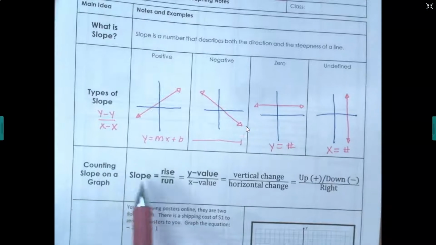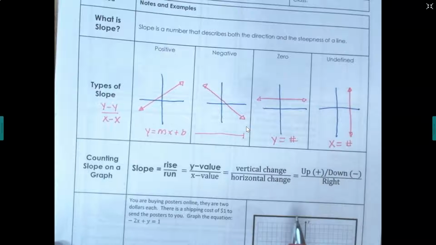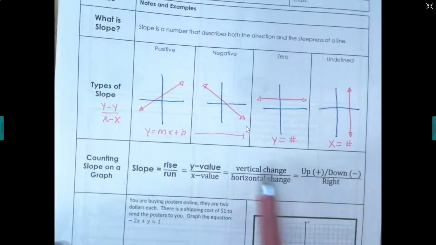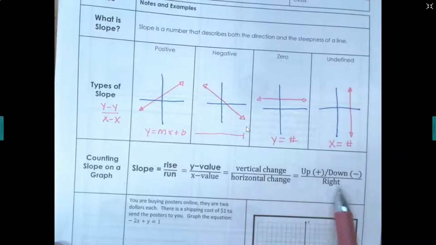Right, so we have our slope. There's a bunch of different ways to say it. We've got rise over run, so we're talking the y value over the x value. Our vertical change over our horizontal change. So you're either going to go up or down when we count our slope, because that's our vertical change, and then you're going to count right.